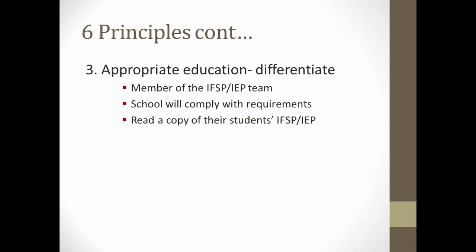Number 3, appropriate education. What the law discusses is this idea that teachers must differentiate for the child with special needs. The teacher, the child, and the parent are all members of the IFSP or the IEP team. Typically the child, depending upon their age, will become a member of the IEP process. The school will comply with these requirements, and of course, the parents should read and become involved in developing the individual family service plan, or the IEP.